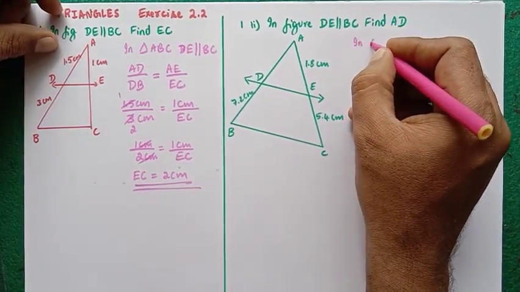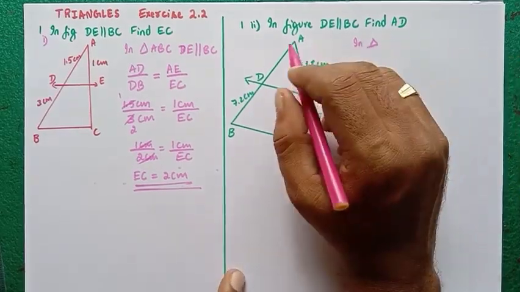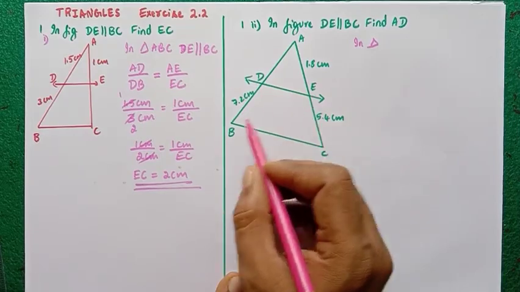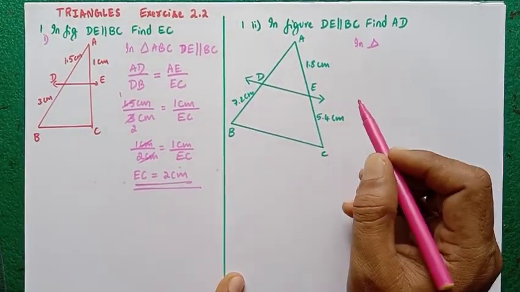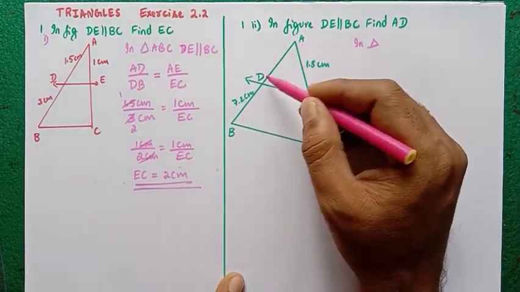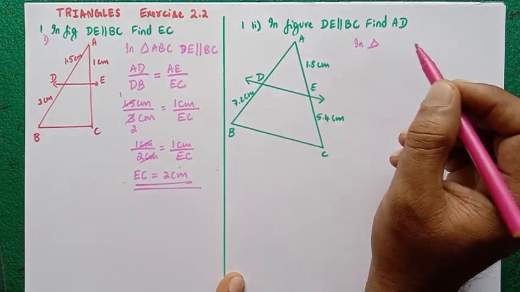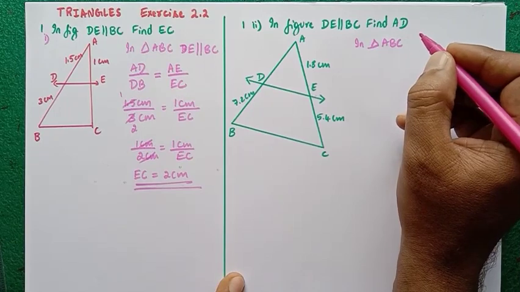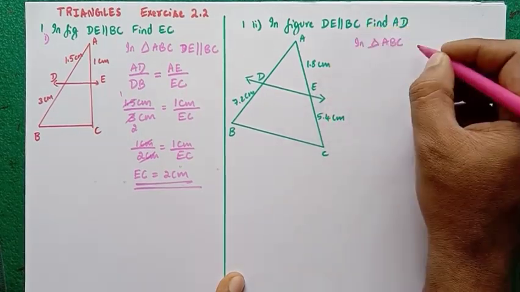In the next problem, let me read the question. In the figure, DE is parallel to BC. Find AD. What we have to find here is AD. This is a simple calculation. In triangle ABC, DE is parallel to BC.